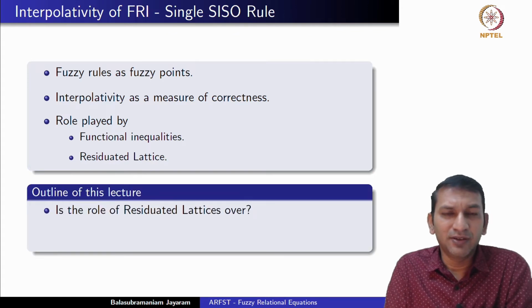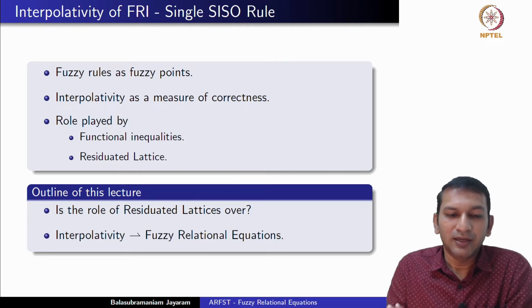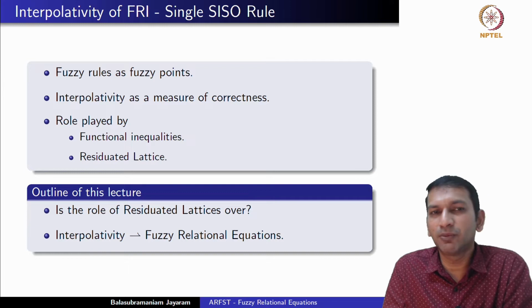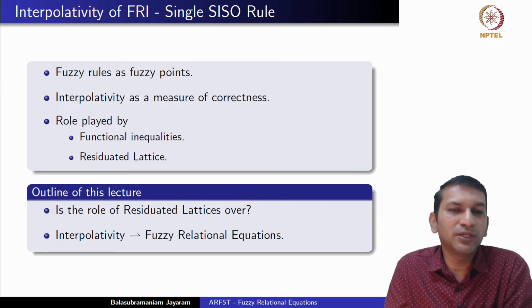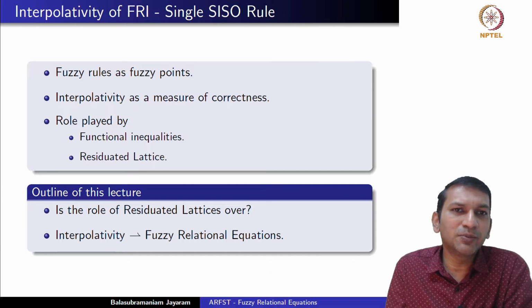In this lecture, we will see the role of residuated lattice is not over. In fact, if anything, it has just begun to appear, and we will make use of the richness of this structure quite a lot in proving many results related to desirable properties of a fuzzy inference system. In this lecture, we will concentrate on fuzzy relational equations, especially the solvability of fuzzy relational equations with respect to the compositions that we have seen, namely the sup-T composition and the inf-phi composition. Of course, we also need to understand how interpolativity is related to the solvability of fuzzy relational equations. That also we will see in this lecture.